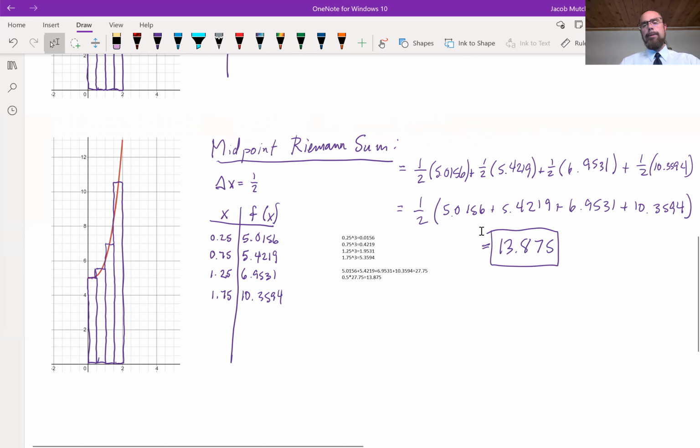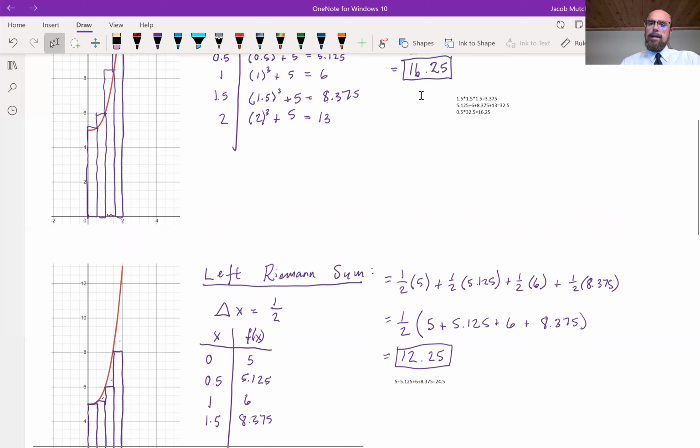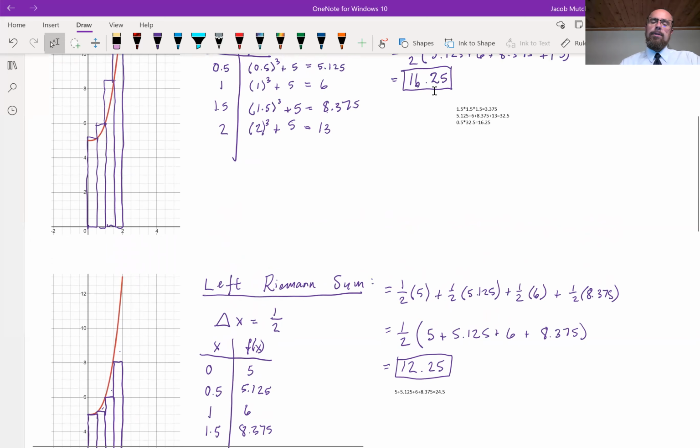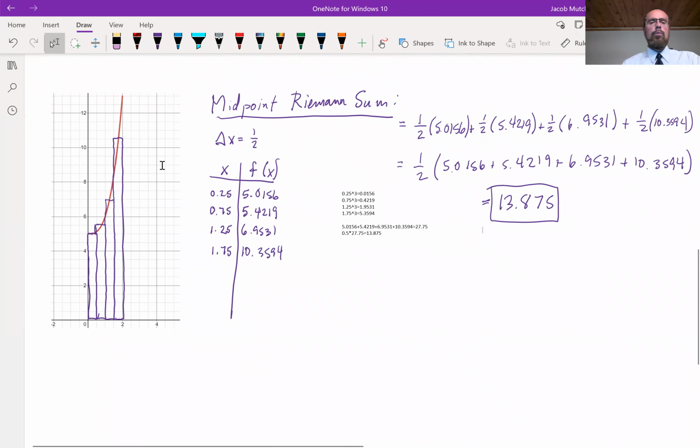I do want to compare it to what we saw with our left and our right. We should see that it's somewhere in between. Definitely it's a bigger estimate than our left endpoint, which was 12.25, and a smaller estimate than our right endpoint, which was 16.25. So if we think about which is more accurate, which is less prone to over or underestimate, probably the midpoint Riemann sum is a good one.